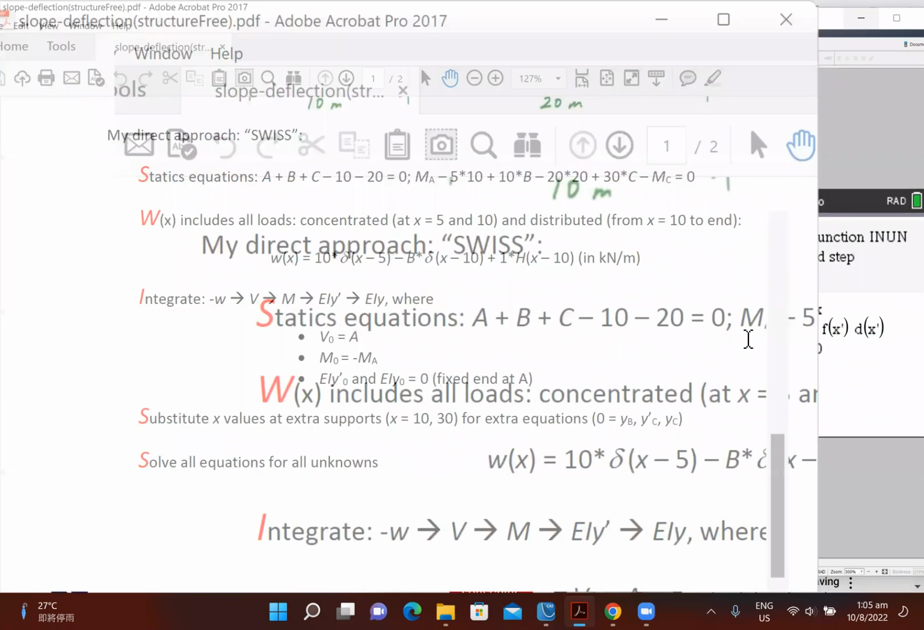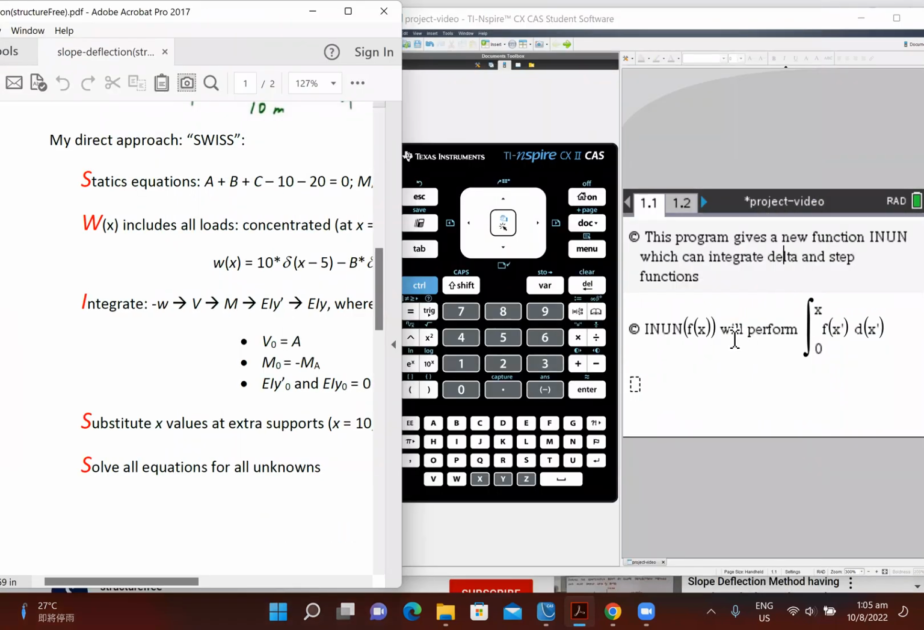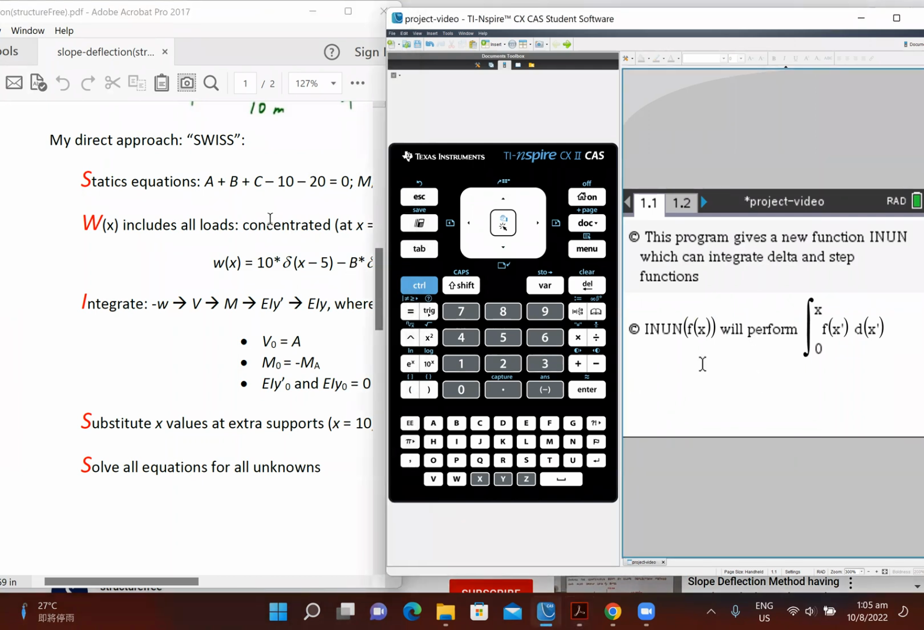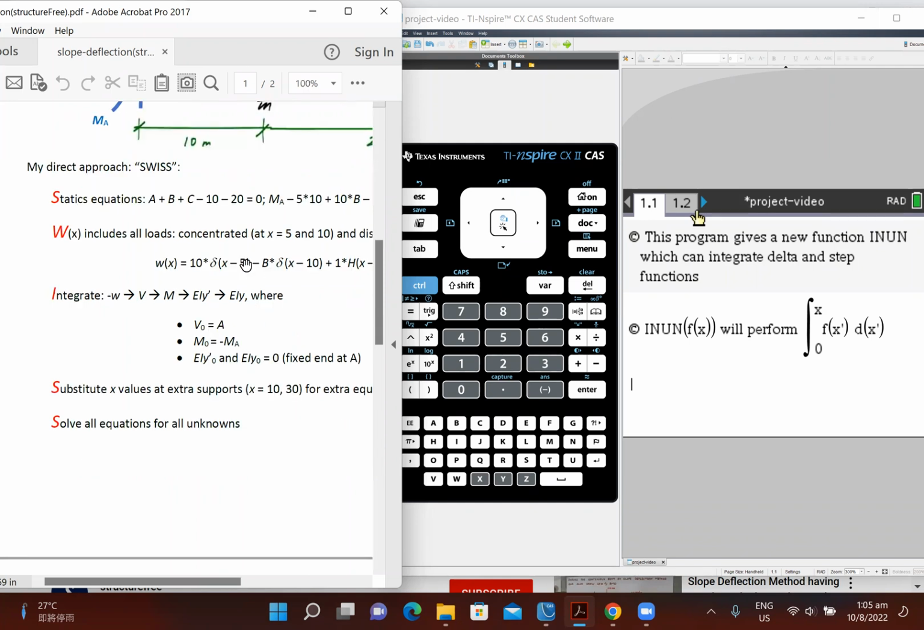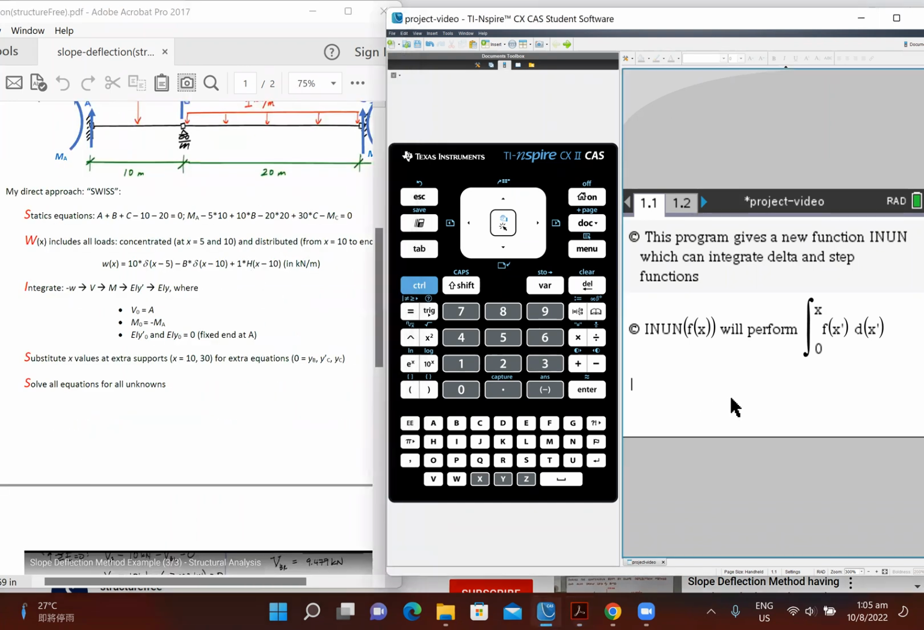So here's my calculator. I've opened my program, which allows me to integrate step functions and delta functions. So what's the first step? Actually, I'm going to start my stopwatch and see how long it takes to solve this problem. So I'm going to just copy my static equations over.